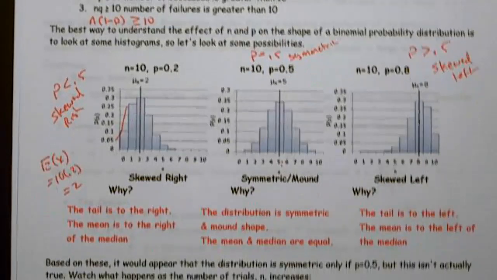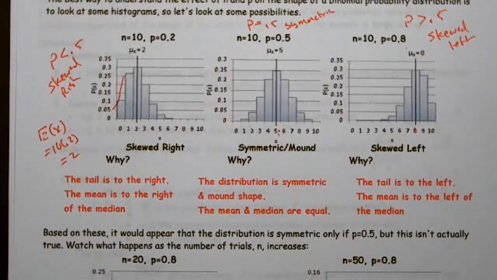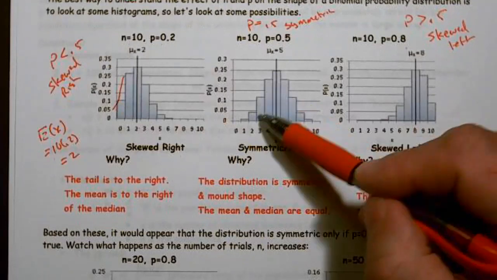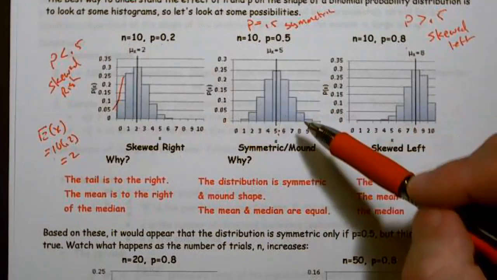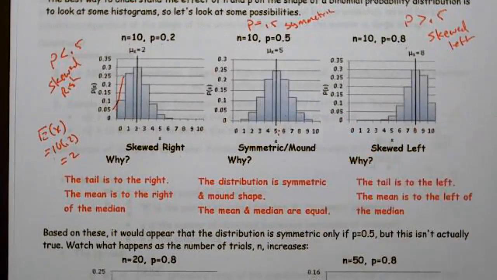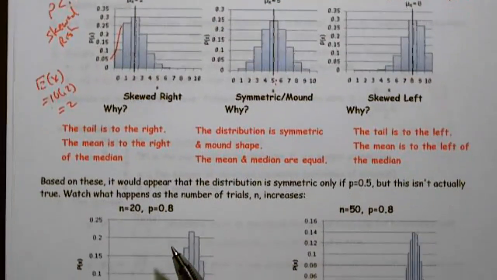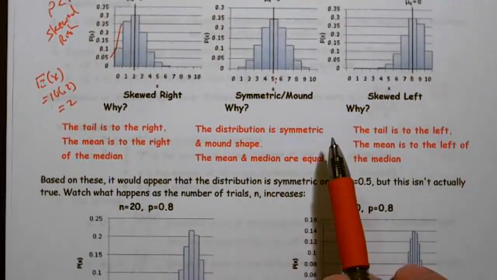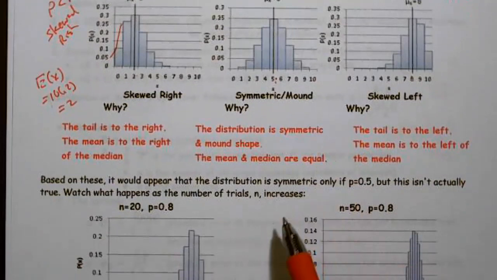Now, based on this, and by the way, this is symmetric. Just because it's symmetric does not make it normal. And in fact, this is not normal, at least not yet. All right, but it's reasonably normal. Based on these values, it would appear that the distribution is symmetric only if p is 0.5. But that actually isn't true. What happens when we increase our sample size?